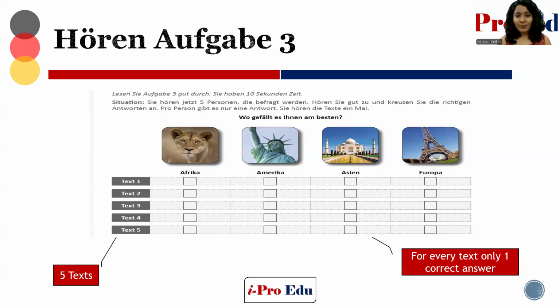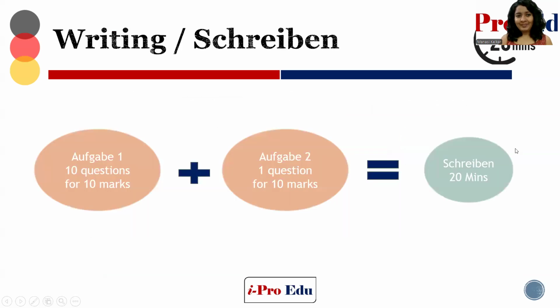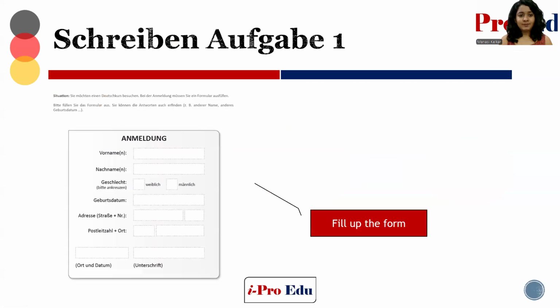Let's go on to the next module, that is Schreiben module, that is writing module. Now if you see here, a writing module, that is Schreiben module, has 2 Aufgaben, that is 2 tasks to be done. Aufgabe 1 has 10 questions for 10 marks and Aufgabe 2 has 1 question for 10 marks. And it is 20 minutes of time for both the Aufgaben. Let's see all the Aufgaben in detail.